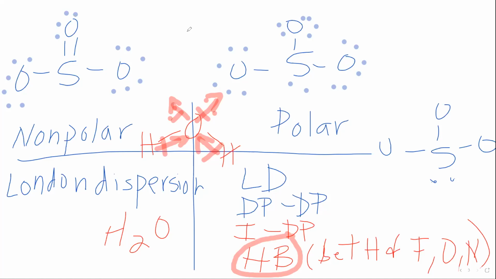And that's it. So just remember, these are your forces. London dispersion, which happens in every single molecule. Dipole-dipole only happens in polar molecules, and all polar molecules have a dipole. Ion dipole, which happens between a charged molecule and a polar molecule.